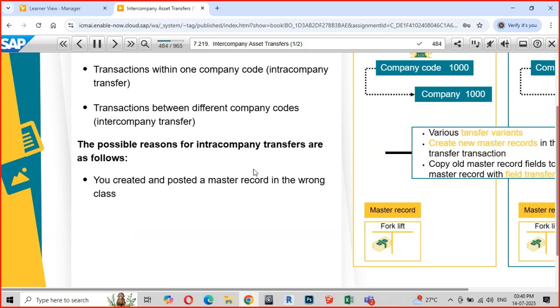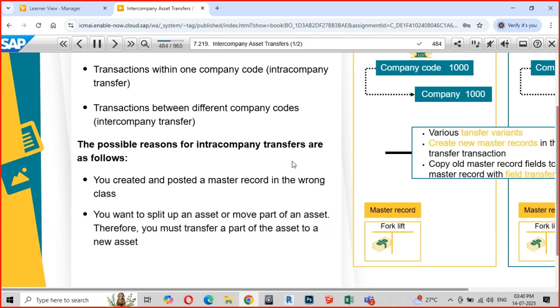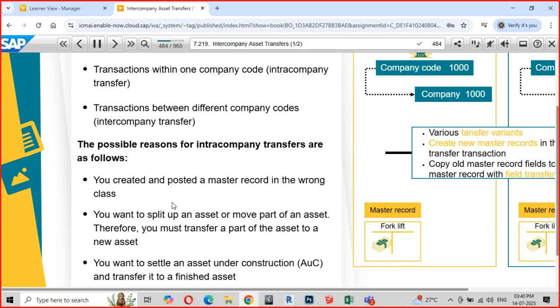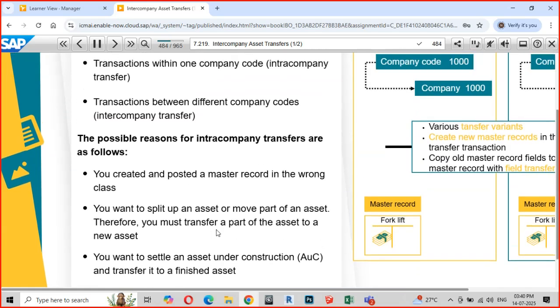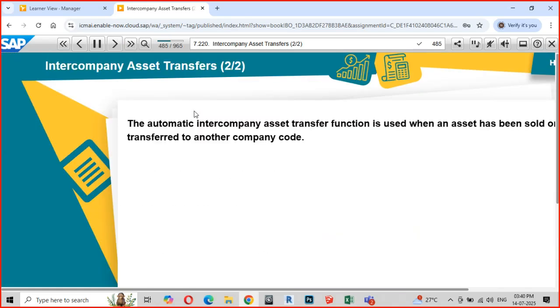You created, these are all possibly happening in one company code. Probably you have wrongly classified an asset. You have wrongly classified furniture and fixture as plant and machinery, or vice versa. So you want to correctly classify now. So how do you move? It is a process. So intercompany is something else. Let us read if he has defined the intercompany.